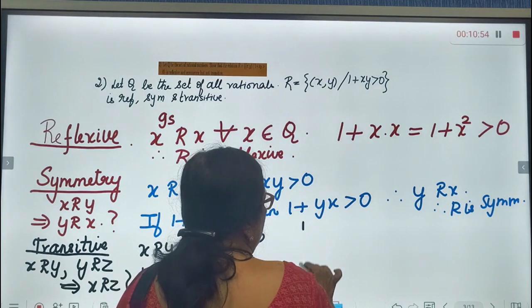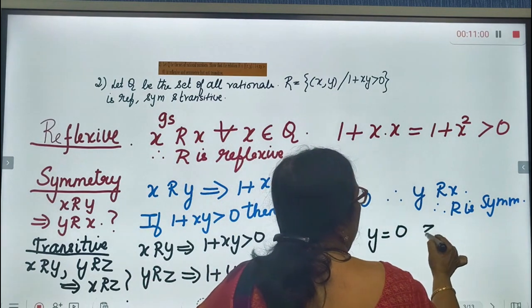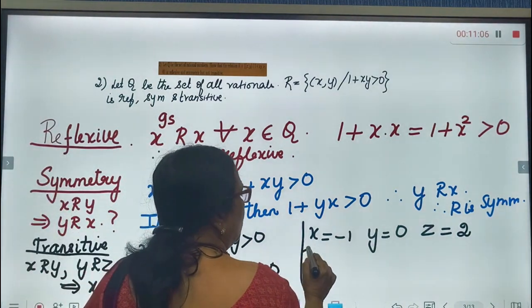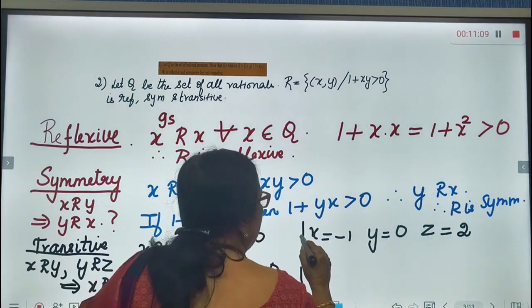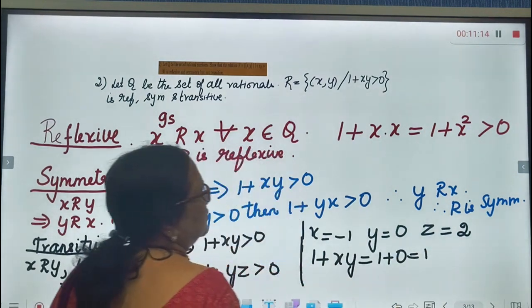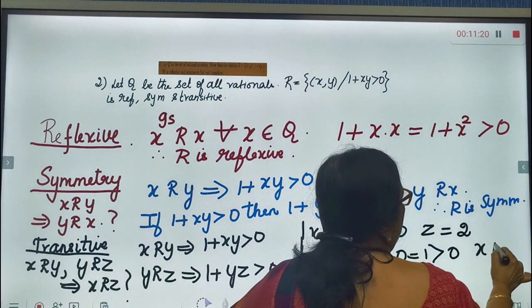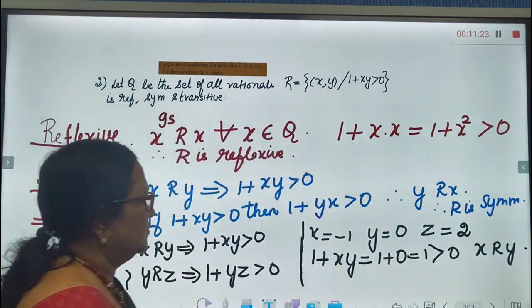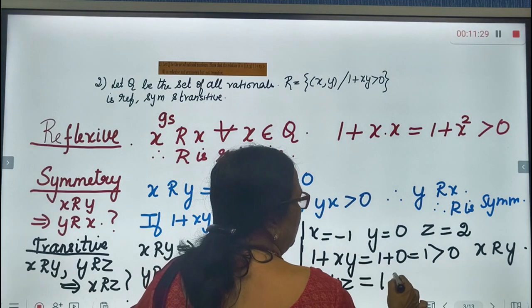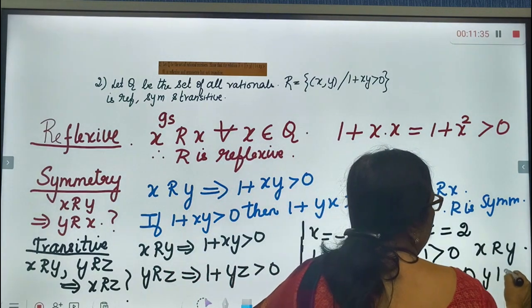So I am just taking this example: x equal to minus 1, I am choosing one element y as 0, and z equal to 2. Now, is x related to y? We will check. What is 1 plus xy? 1 plus xy will be 1 plus 0, which is 1, which is greater than 0. So, x is related to y. Now, what about 1 plus yz? 1 plus yz will be 1 plus 0 into 2, which is again 1, which is greater than 0. So, y is related to z.